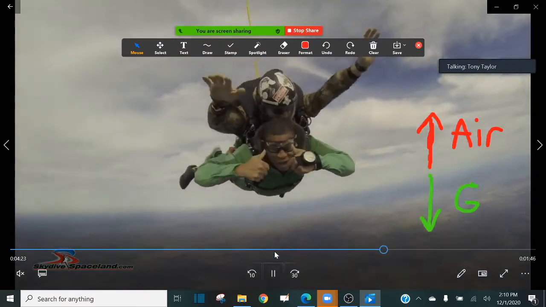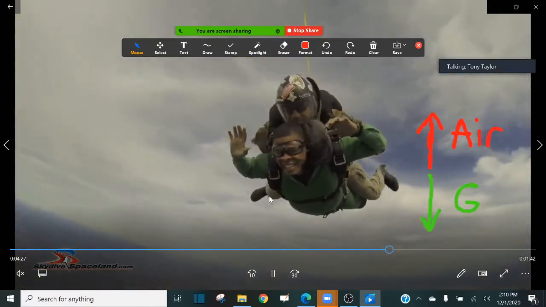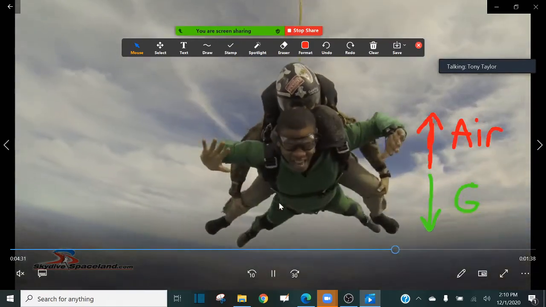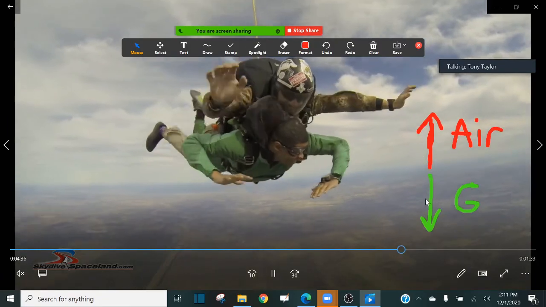Okay, so I'm falling and I'm falling, and then at a certain point I'm going to pull my parachute. Can someone tell me, at the moment that I pull my parachute, which one of these forces becomes bigger?